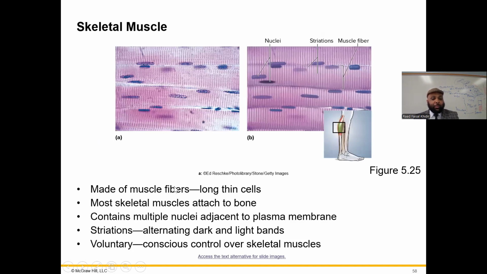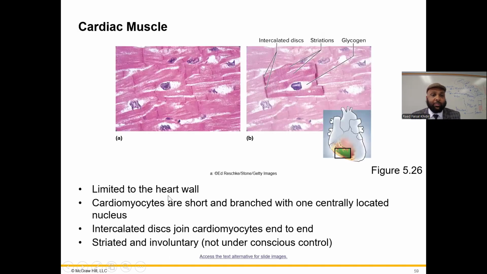Skeletal muscles are made up of muscle fibers, which are long, thin cells. Most skeletal muscles attach to bone, and they contain multiple nuclei adjacent to the plasma membrane, and there are striations, alternating dark and light bands. They are voluntary; we have conscious control over the skeletal muscle.